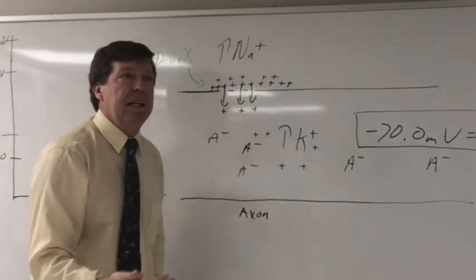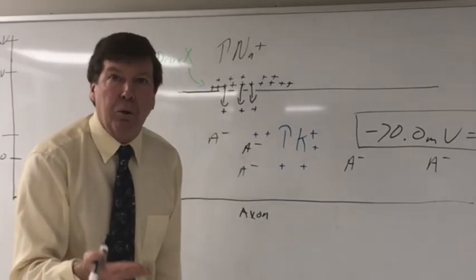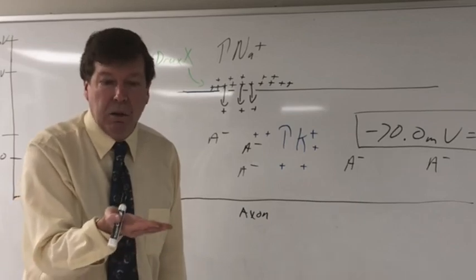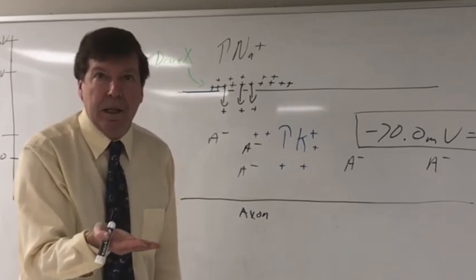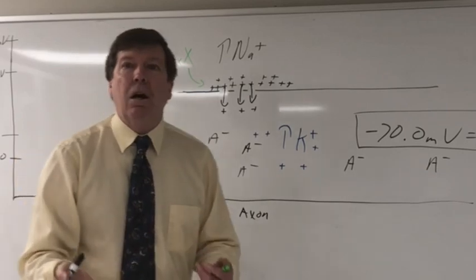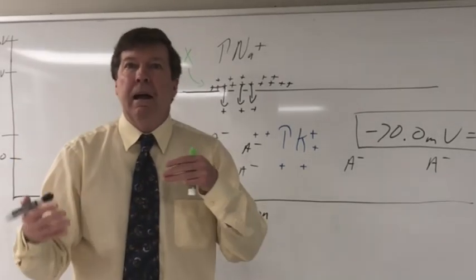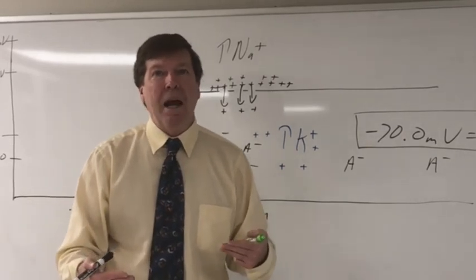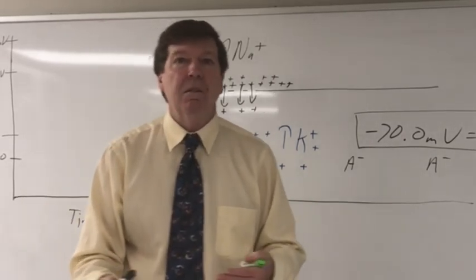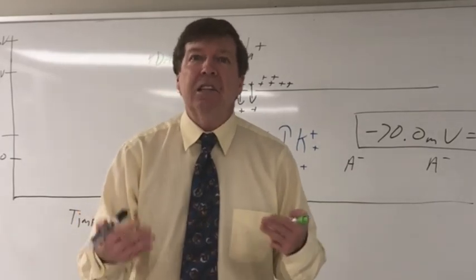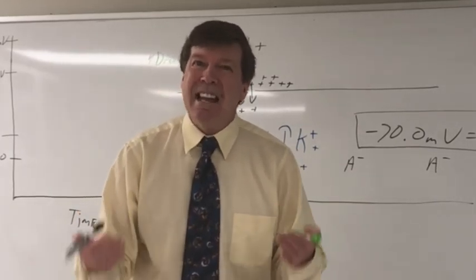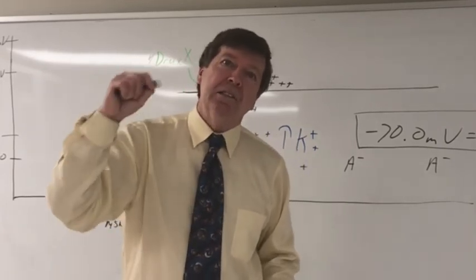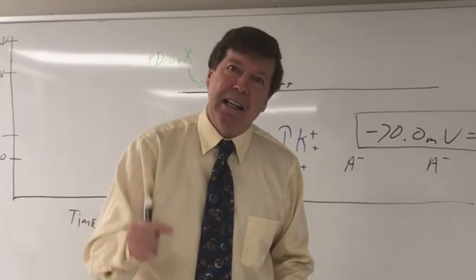Well, obviously the negative 70 is going to start moving towards 0. It's going to get a little bit higher and a little bit higher. If you recall, nerves have threshold potentials. That threshold potential might be different for different types of nerves. Let's say that the threshold potential is negative 55. So resting potential is negative 70, threshold's negative 55.